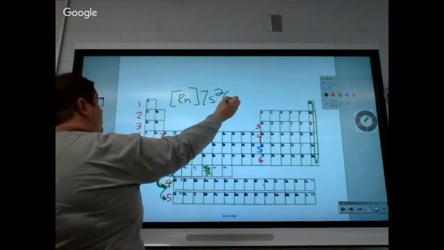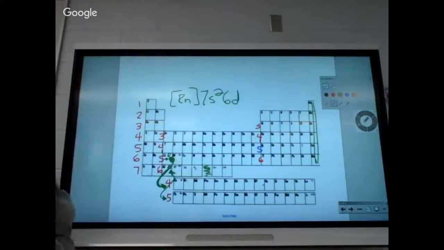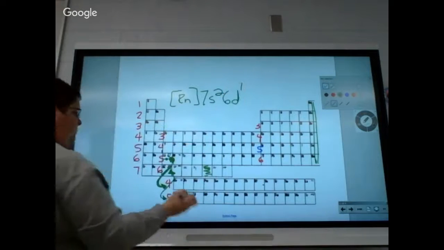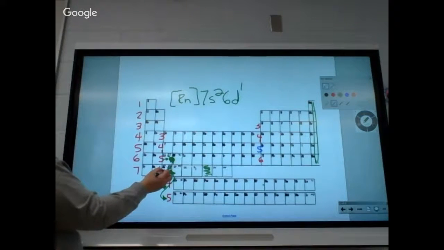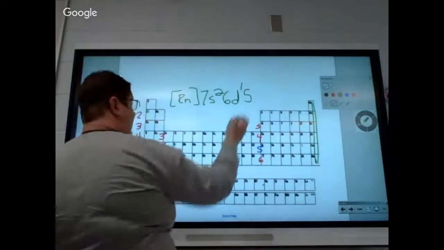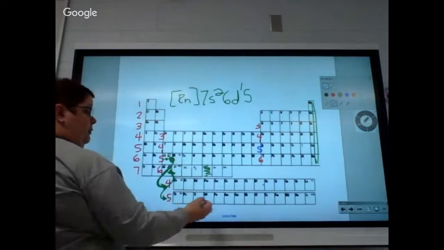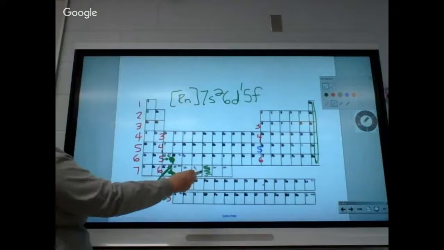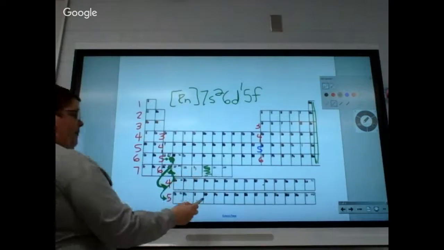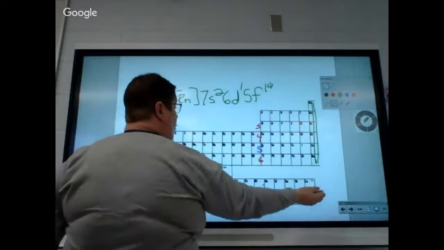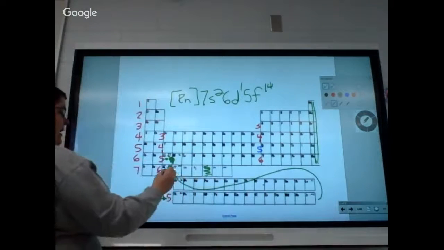Okay, what number do I see next? 6 who? 6d. And I go how far before I hit this triangle? 1. 6d1. The triangle says go where? Down, and we're at what? 5. And that's a what block? So 5f. And I need to get back up here to bohrium, right? So f has how many? When I get here, I'm going where? Back here.